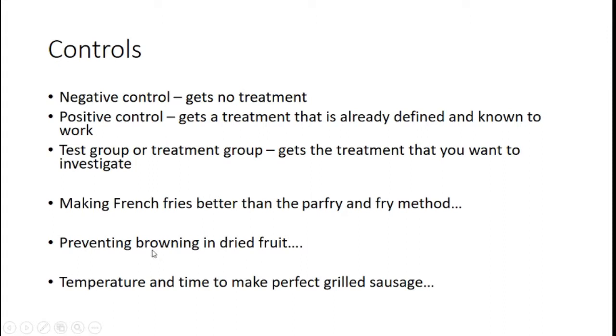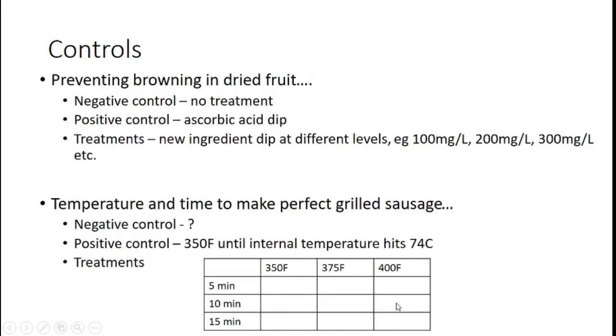So we just walked through the example relative to dried fruit. Perhaps you can take some time now and think about what would be appropriate controls for making French fries or grilling sausage. I'm going to carry on here. Oh, actually, I did this for you. So again, our negative control in our dried fruit could be no treatment. Our positive control could be ascorbic acid dip. And the treatments could be new ingredient dip at different levels. So for example, 100 milligrams per liter, 200 milligrams per liter. Again, this would be relative to the Division 16 and list of incorporation for the levels of ingredient, or perhaps from recommendations from the manufacturer.